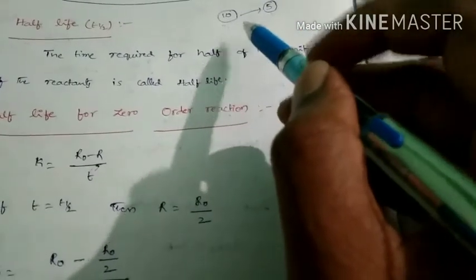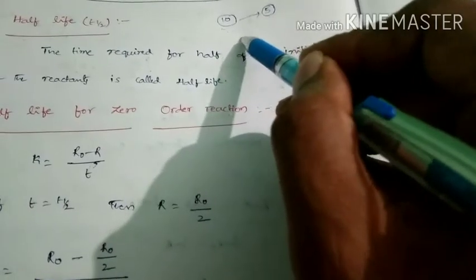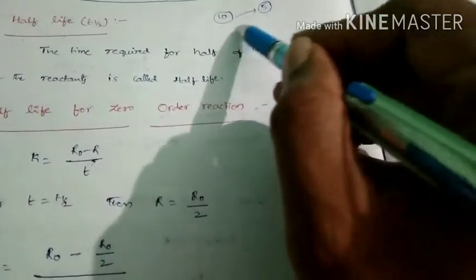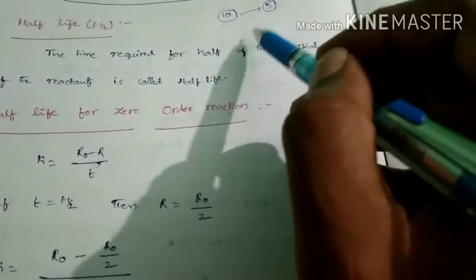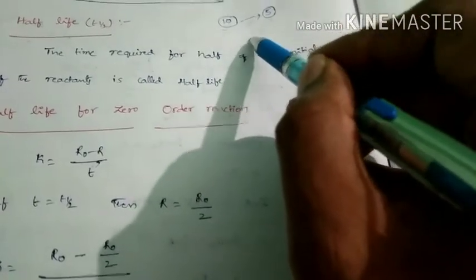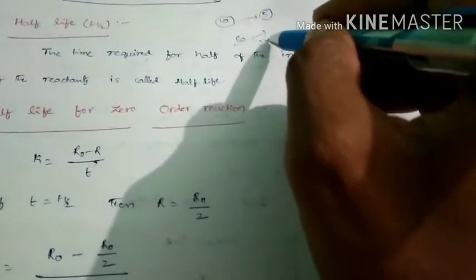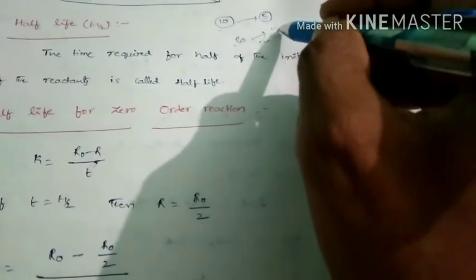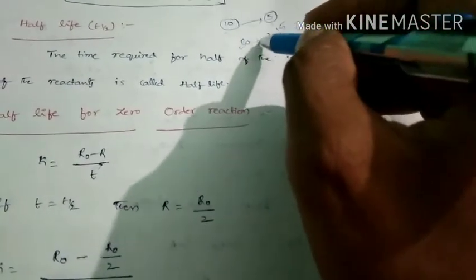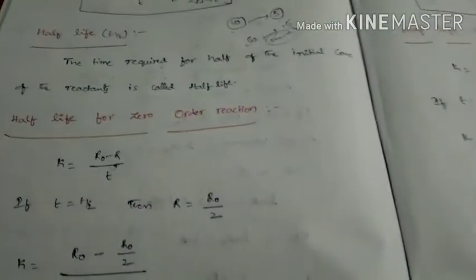For example, suppose the initial concentration is 30 for one reaction. That means before starting the reaction, the concentration of reactant is 30. After 30 minutes time, suppose its concentration becomes 15, then this 30 minutes time is called the half-life of the reaction. So that is the meaning of the definition.